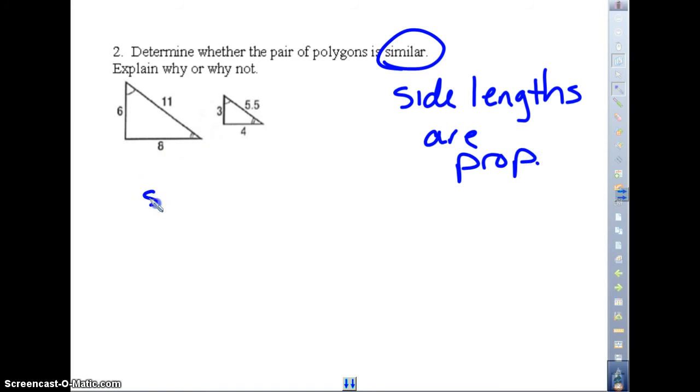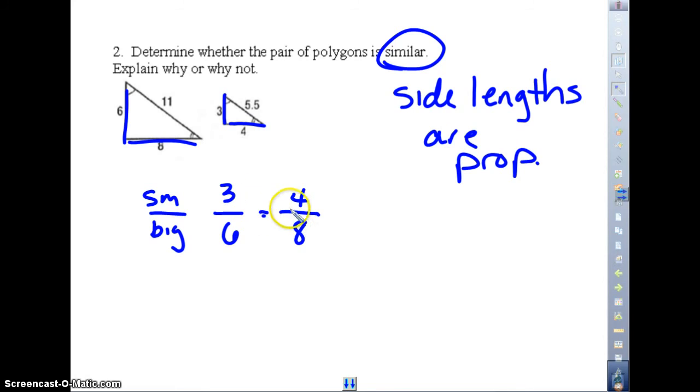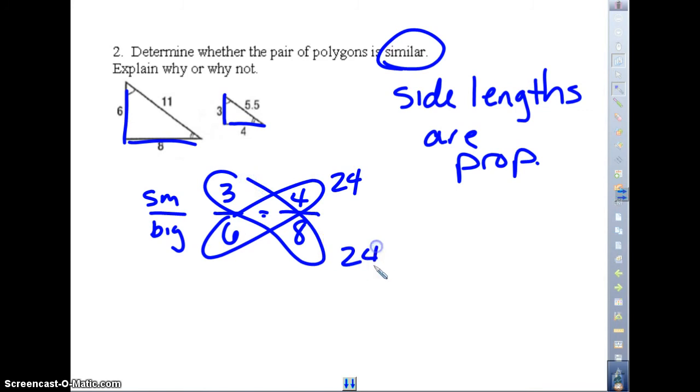So I'm going to compare small to big again. Pick any length in the small. 3 in the small corresponds to 6 in the big. Pick another length in the small. 4 in the small corresponds to 8 in the big. I'm going to look at cross products. That's 24, that's 24. It looks like they're proportional.